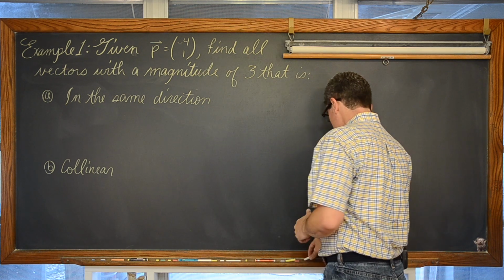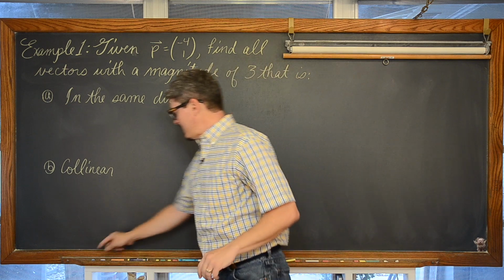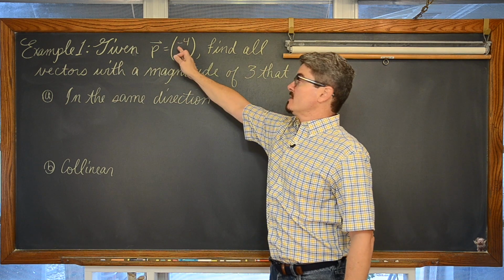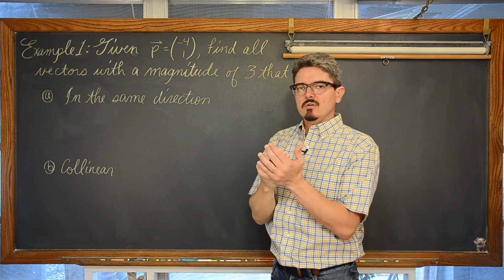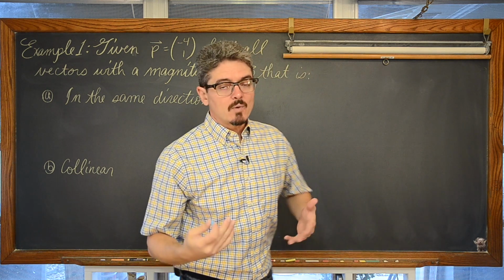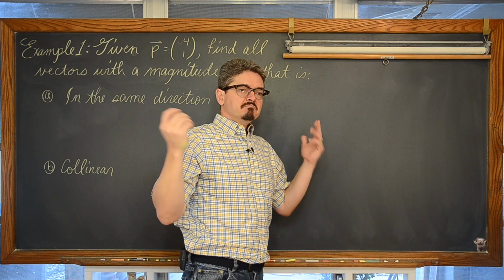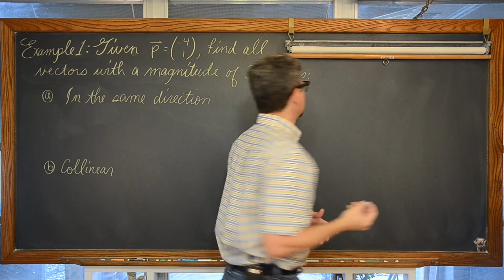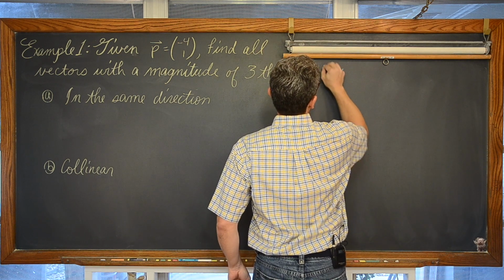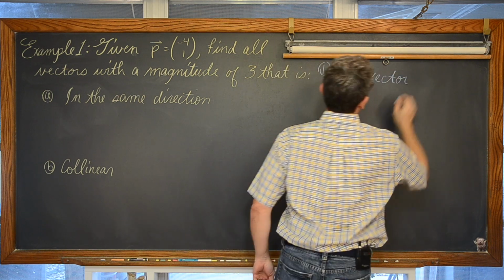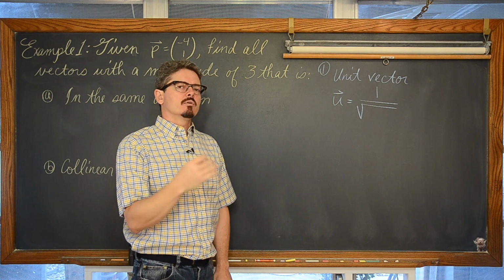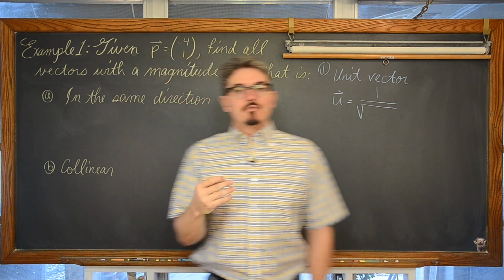Why? Because if we standardize this vector, if you will, and find another vector with a length of 1 going in the same direction, then we can take that unit vector and simply multiply it by 3 and have a vector going in the same direction as vector p, but with a length of 3, really simply. So our unit vector, step 1, is 1 over the magnitude of the given vector.